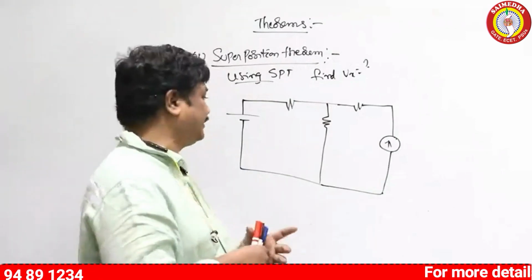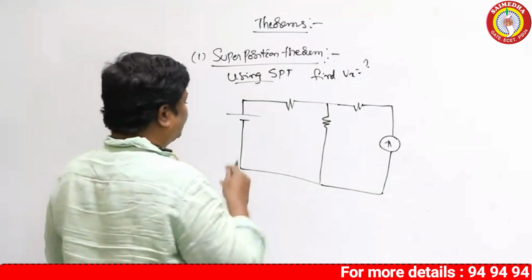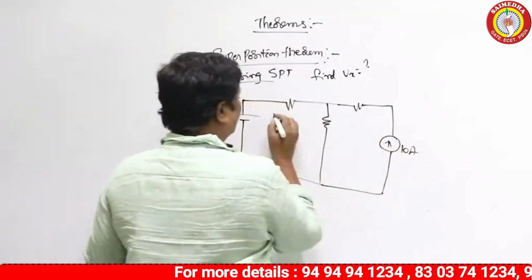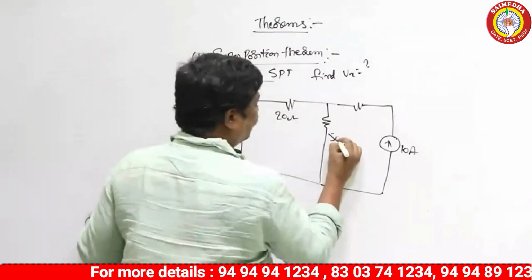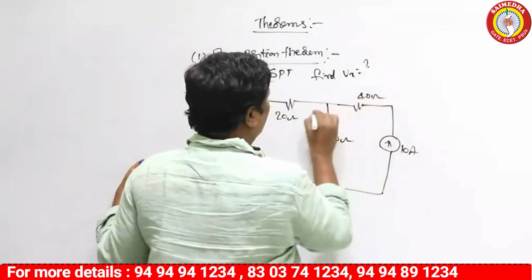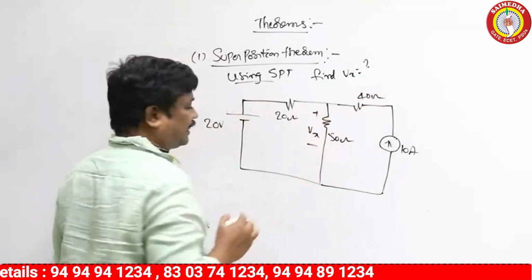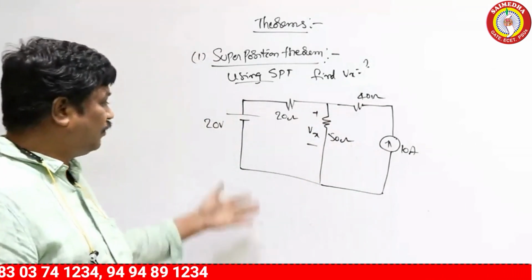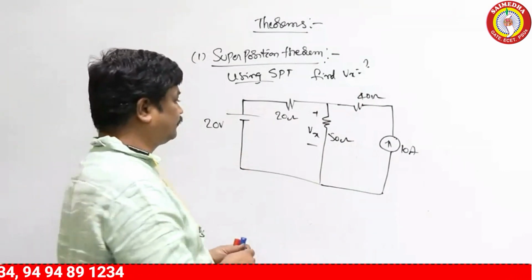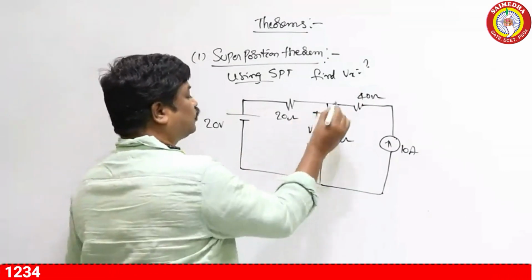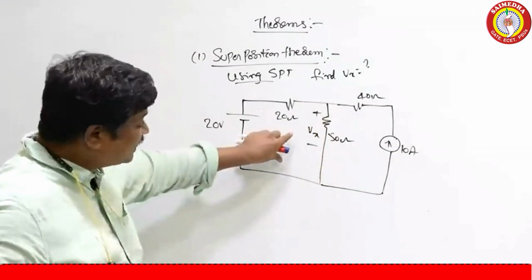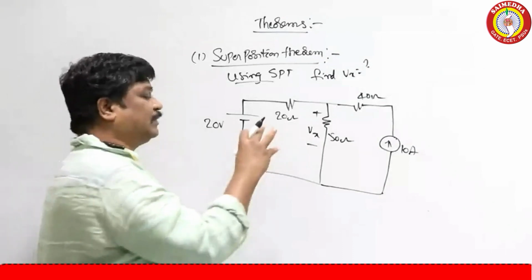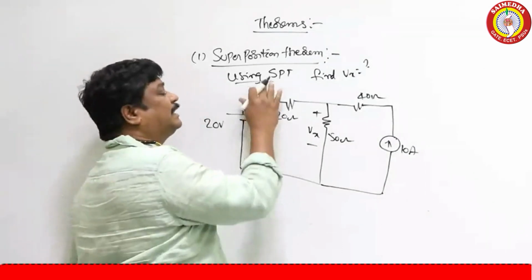That is the point. Now, this has 20 volts. This one is 10 amperes. It is 20 ohms, 50 ohms, 10 ohms, plus and minus Vx we have to take. Now, find the Vx for this using the superposition theorem. We can solve the same problem using nodal analysis also. That is more convenient, but for the purpose of practice, I am giving this. Apply the superposition theorem.